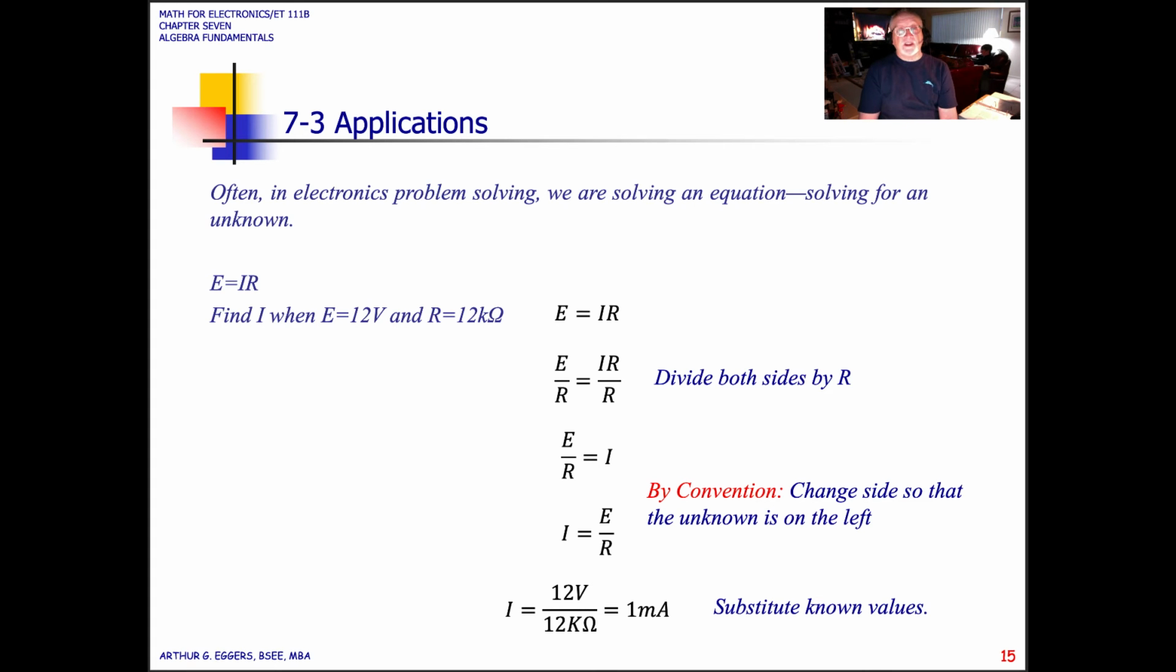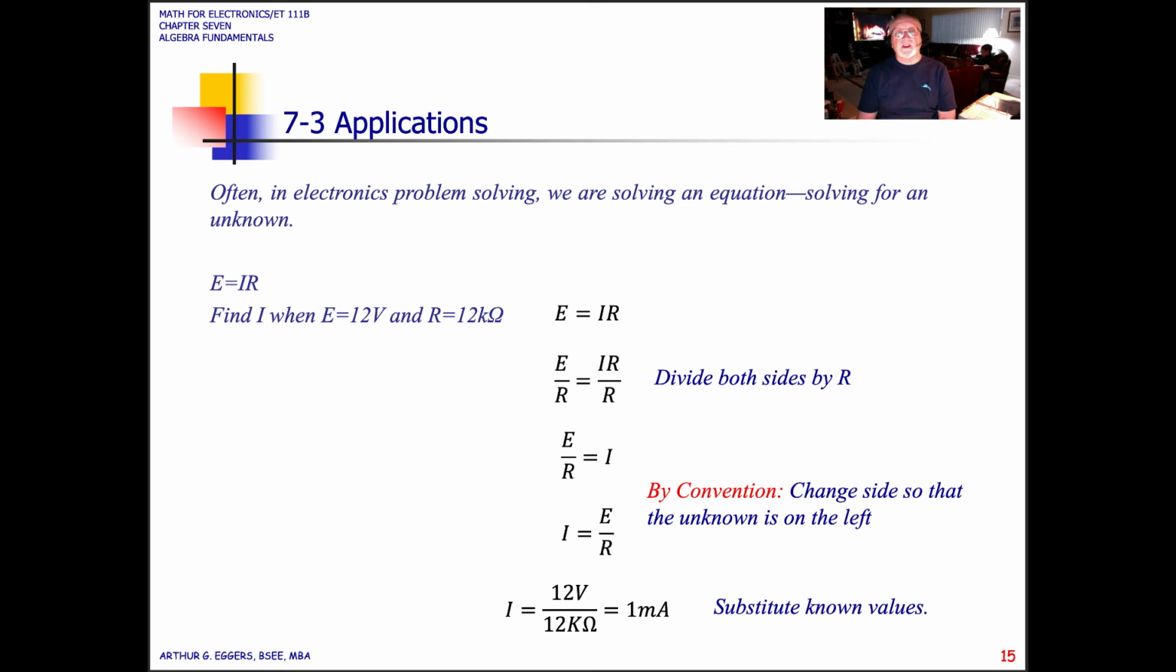In the applications, then, this is where we start looking at taking those things that are electronic in specific and applying them to some of these rules that we've developed. So often in electronics problem solving, we are solving an equation or solving for an unknown. You're going to see the author bringing up Ohm's Law over and over again because it's the most simple and fundamental relationship to help you build these skills. So you'll remember the little triangle, E, I, and R. In this case, we're solving E, the voltage, using values given to us for current and resistance.